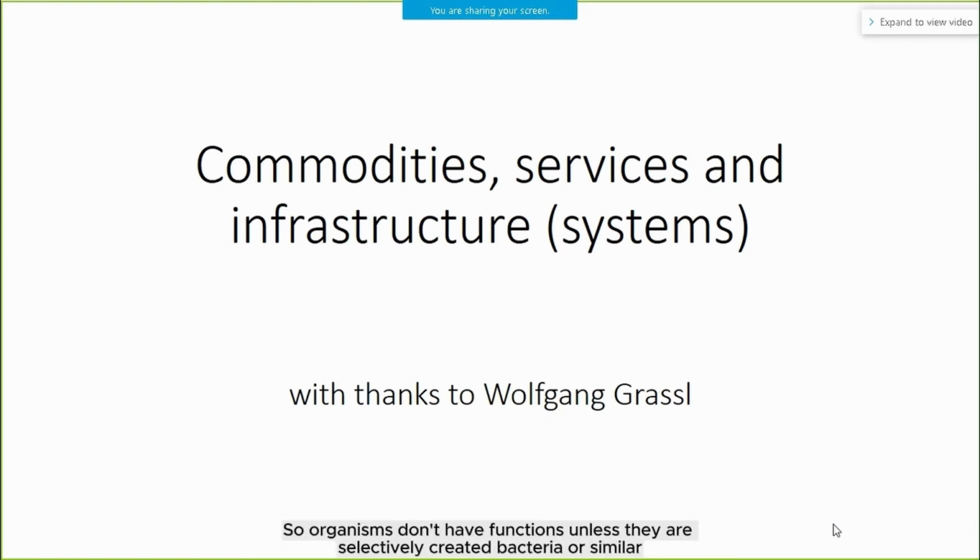So organisms don't have functions unless they are selectively created bacteria or similar organisms. We're just here by accident. And the solar system doesn't have a purpose. The tropical biome doesn't have a purpose. Function, indeed, has a... Wow, and now we're getting interesting. Yes, it has a function. I'm using the word function to mean purpose, just to see how it flies.